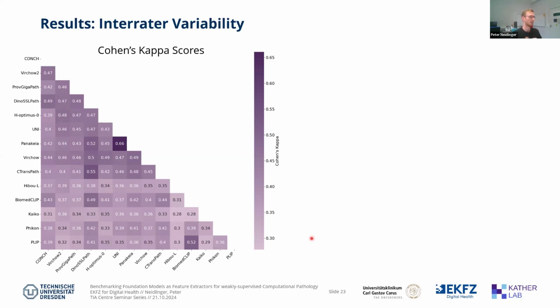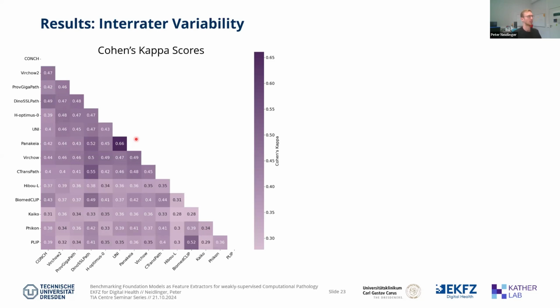And then I calculated Cohen's kappa between all combinations of models. And as you can see here, the highest similarity is between Uni and Panakeia with a Cohen's kappa of 0.66. So they are pretty similar in what they predict.